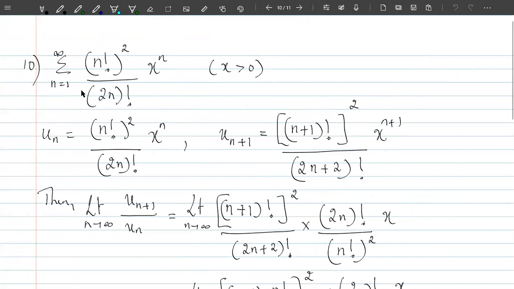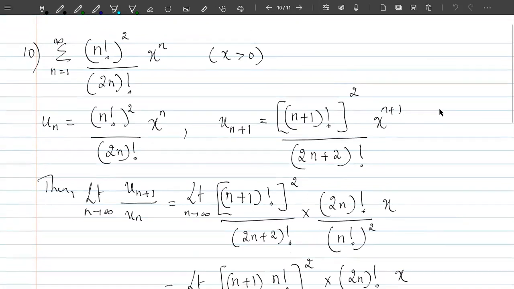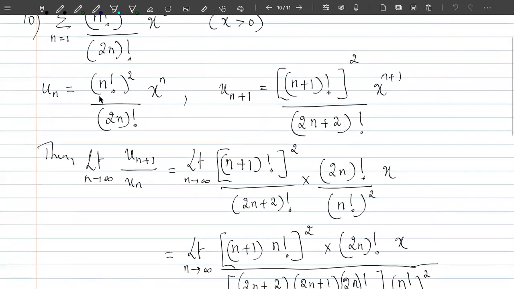Next one, test the convergence of the series summation n equal to 1 to infinity, n factorial whole square divided by 2n factorial into x power n, where x is greater than 0. So here the value of un is directly given, that is n factorial whole square divided by 2n whole factorial multiplied with x power n.